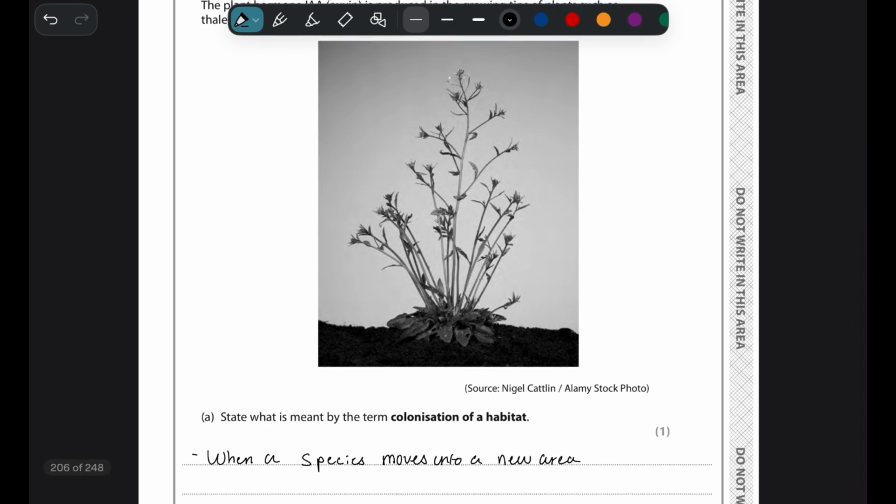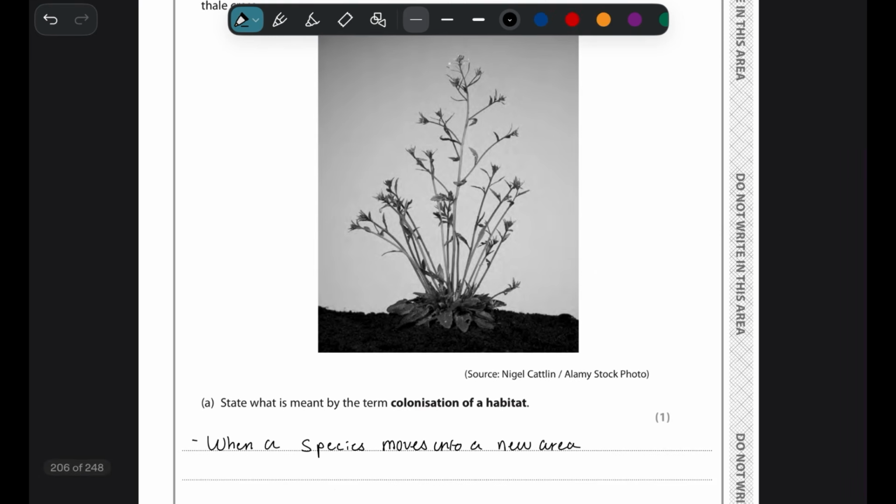And this one is a nice question to start off with. I think we should know what colonization is, not even from a biological perspective. So yeah, just when a species moves into a new area.